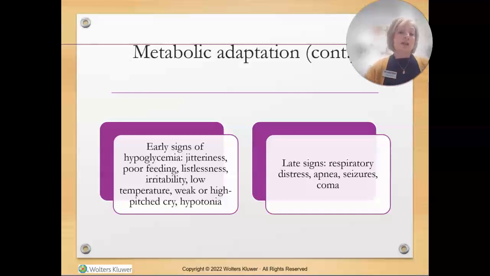So if we don't catch it and they go into late hypoglycemia, this is where we're going to start seeing the respiratory distress, apnea, seizures, and a coma. So we really want to catch it here before it gets to that point. We're really having some difficulty with that.